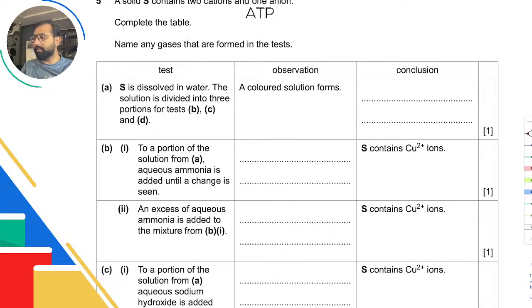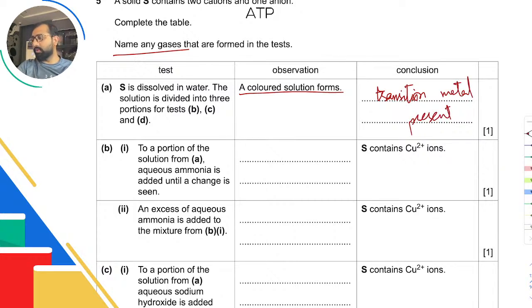A solid S contains 2 cations, 1 anion. Complete the table, and name any gases that are formed. You can name them, they have not asked for their tests. Okay, so S is dissolved in water, a colored solution is formed. A colored solution tells me that there is a transition metal present. That's what I know from this.